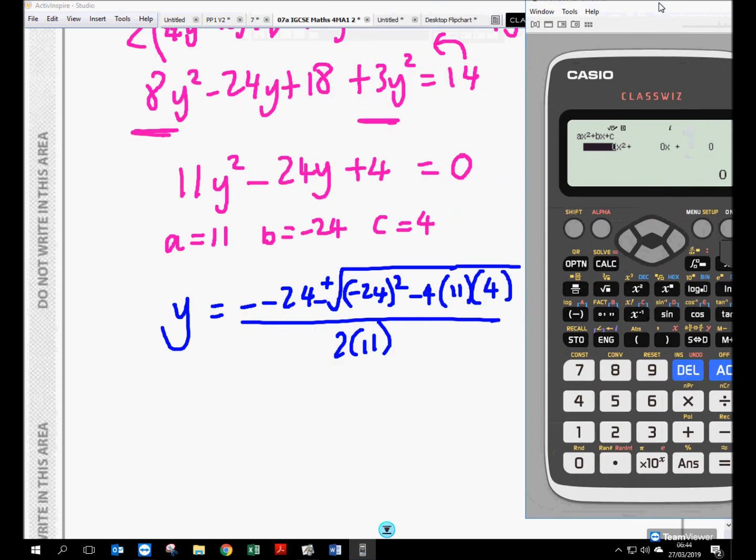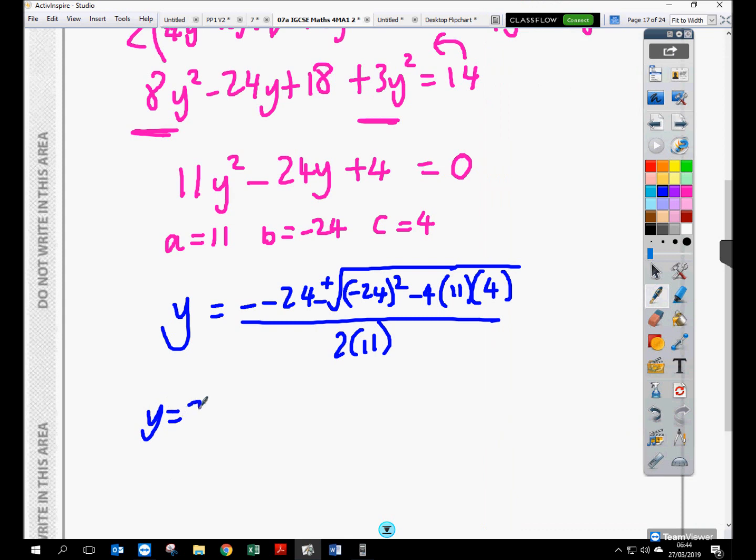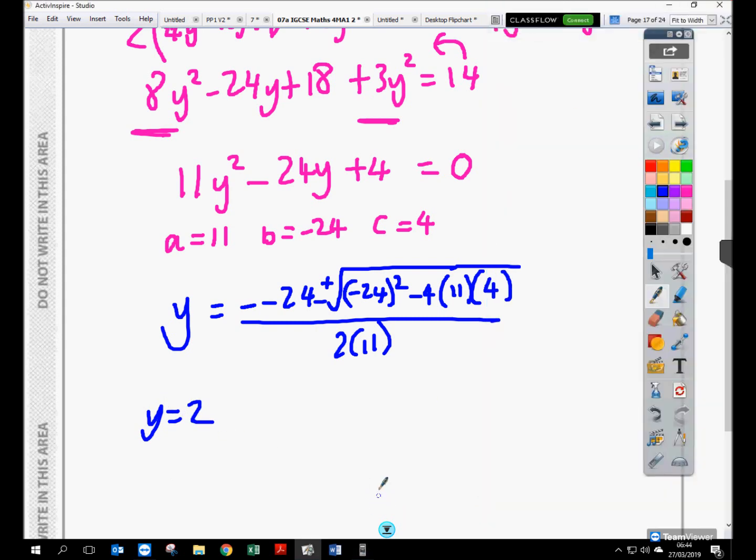So enter your a, b, and c. So 11, minus 24, 4. So this is, remember, it's y. Y is equal to 2. Y is equal to 2 11ths.